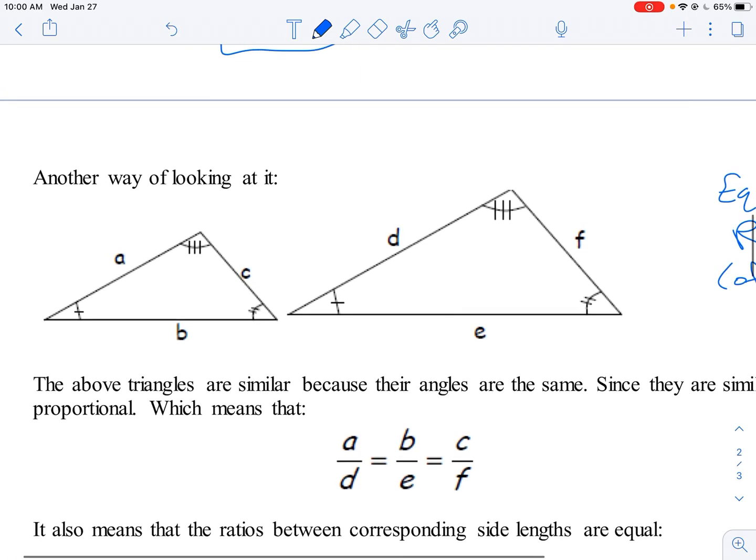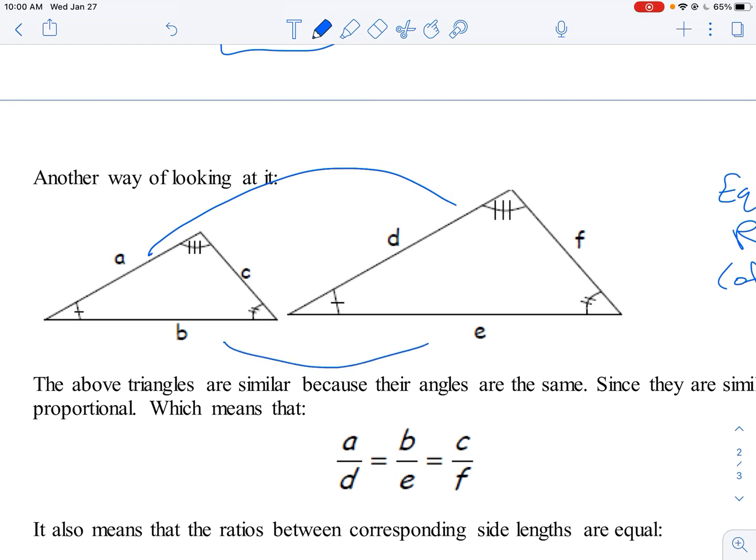What that means is A and D here, these are corresponding parts, and if I were to put them in a fraction, like A divided by D, that would be a ratio of these corresponding parts. Well, a ratio using B and E. So if you did A over D, B over E would be an equivalent ratio of corresponding parts. You can also do C over F as your corresponding parts.